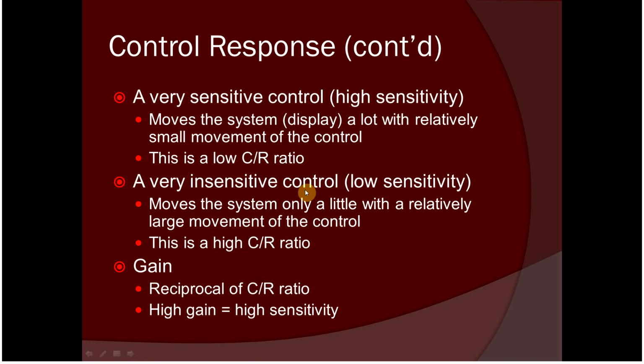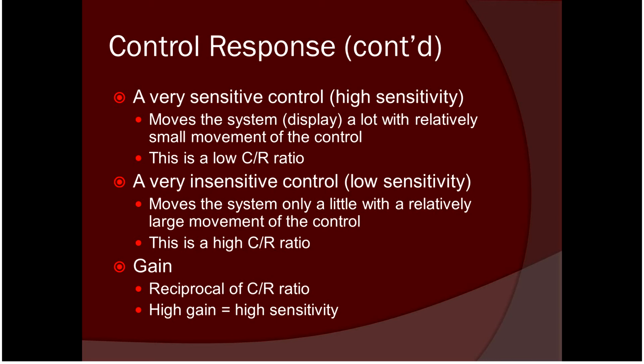The opposite is a very insensitive control, or low sensitivity. That's when I move the control a lot, and all that's happening is the cursor's moving just a little. If you've ever driven large diesel engine type vehicles, large trucks, or a boat, like a sailboat especially, that has an old-fashioned wheel, a lot of times you can go around and around the wheel and only turn the rudder just a little each time. So you move a lot of control to only get a small response.